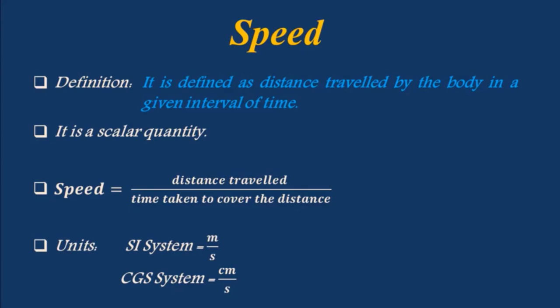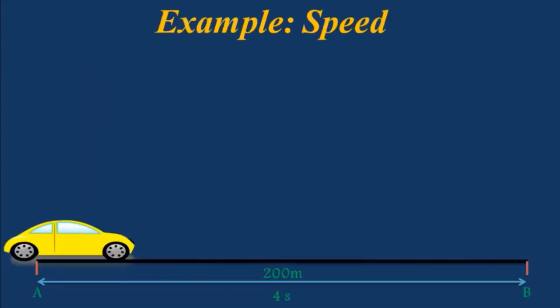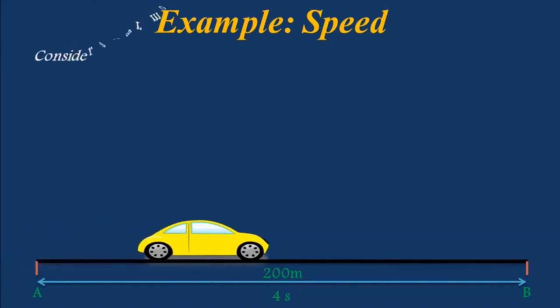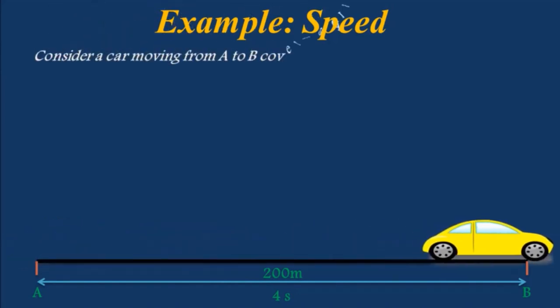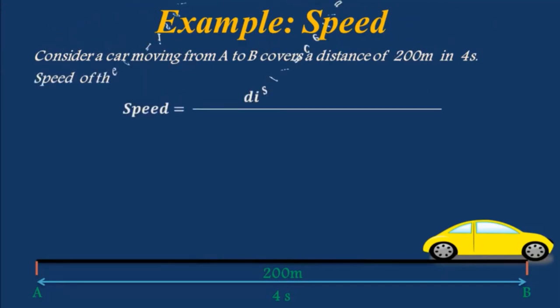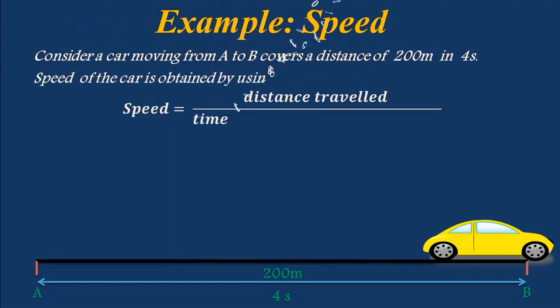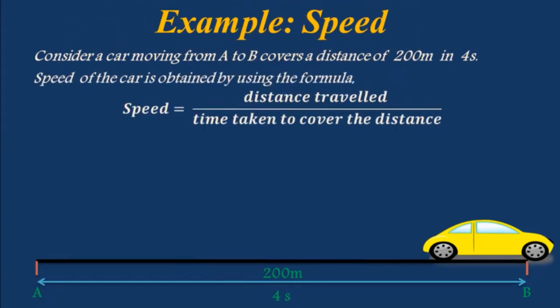Let us see the example. A car starts from A and reaches B. A car is moving from A to B, covers a distance of 200 meters in 4 seconds. Then how can we calculate the speed? Speed of the car equals distance travelled by time taken to cover the distance. That equals 200 by 4.